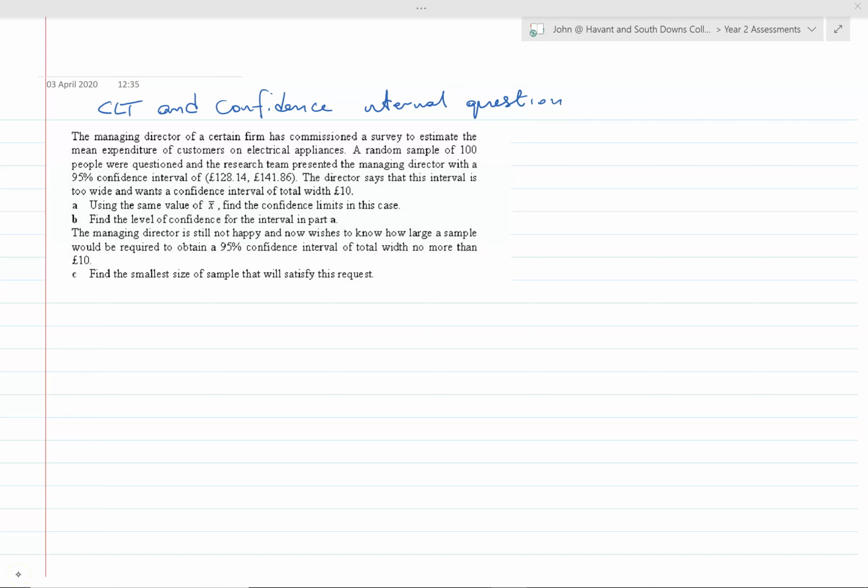Hello, so this is another confidence interval question with the central limit theorem. The central limit theorem is not mentioned, but the fact that it doesn't say anything about the normal distribution, and we're going to be using it because the sample size is 100, which is why I've mentioned central limit theorem in the title. But that's the last I will mention of it. It's a confidence interval question, and we can use the normal distribution because of the central limit theorem.